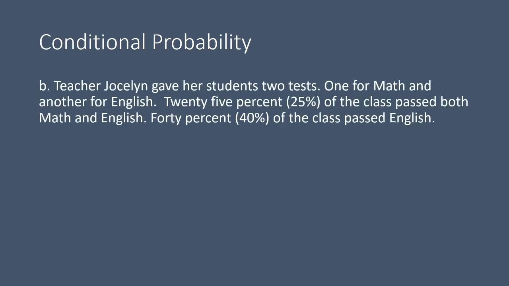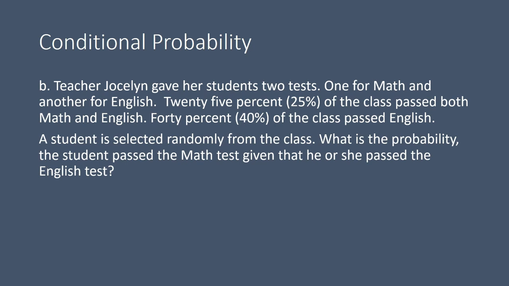Teacher Jocelyn gave her students two tests or 2 exams. Okay, 2 exams or 2 quizzes, one for math and another for English. 25% of the class passed both the quizzes in math and English. 40% of the class passed English. A student is selected randomly from this class. What is the probability the student passed the math quiz given that he or she passed the English quiz?